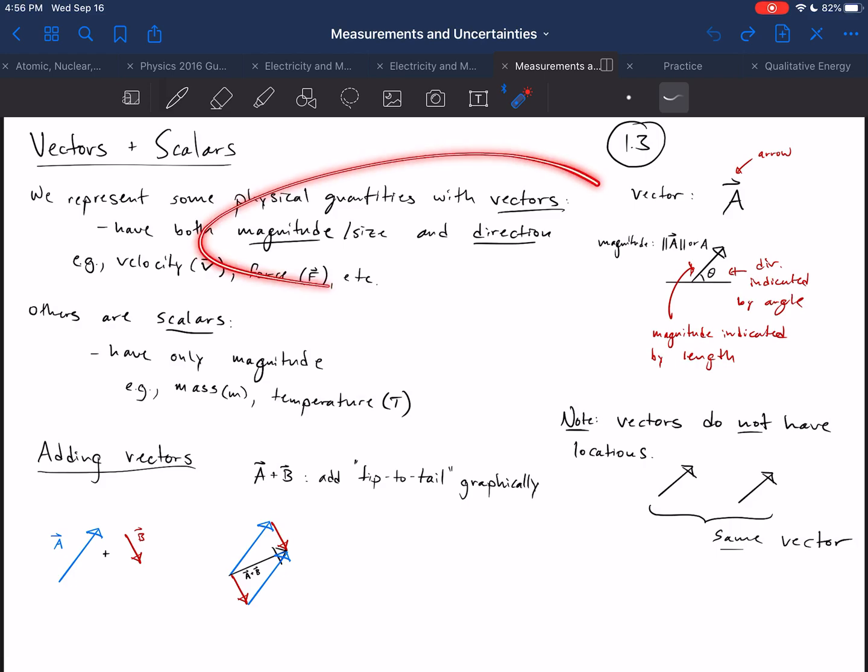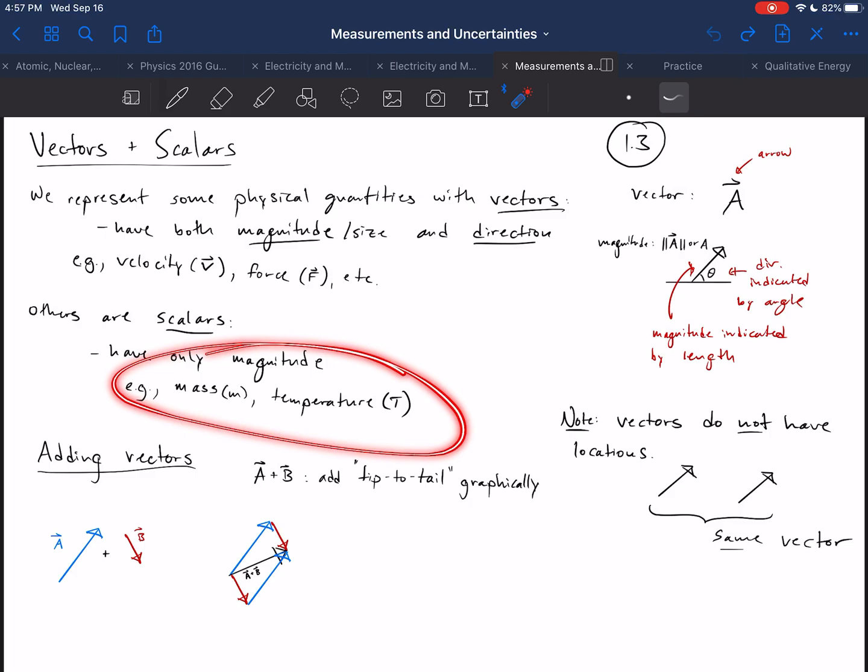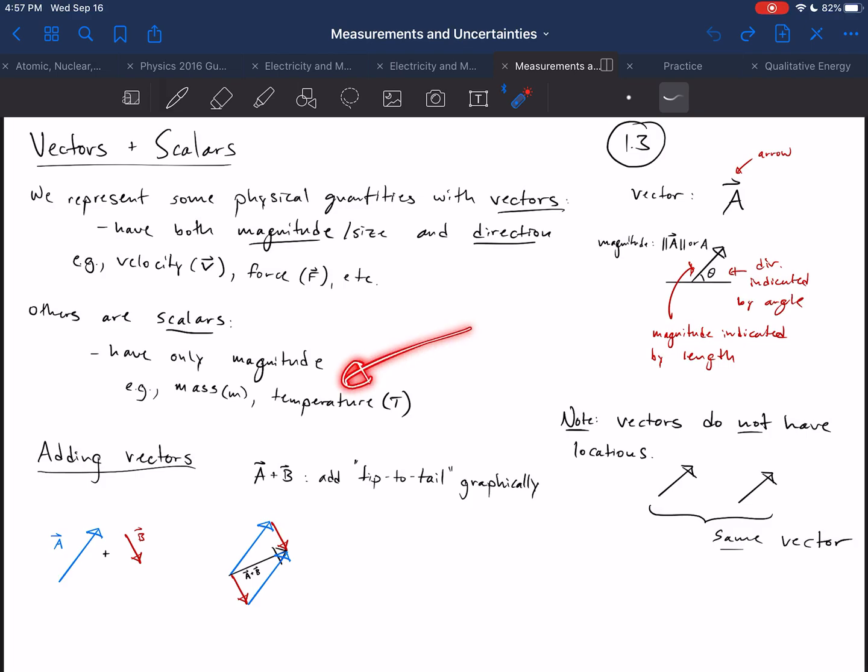Vectors are in contrast to many things which are known as scalars, which have only magnitude. Some straightforward examples of scalars that we'll run into include mass and temperature. Temperature is probably the most intuitive one. Temperature does not have a direction. It doesn't even make sense to say that it would have a direction. Neither does mass.